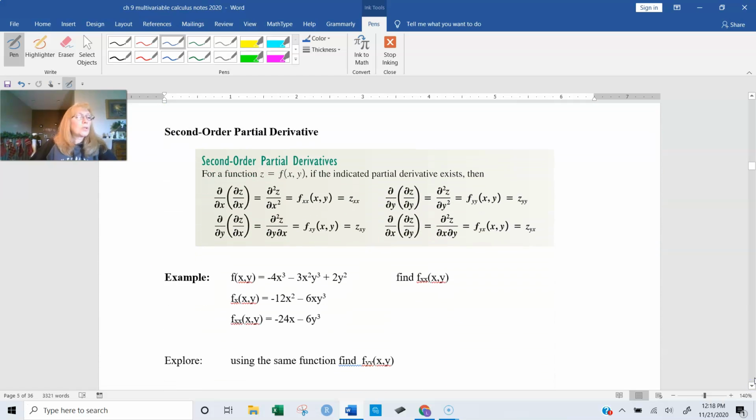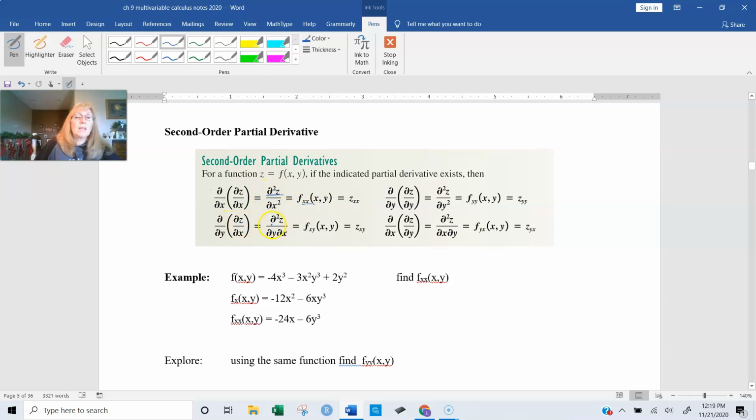Okay, second order partial derivatives means you take the derivative you found and you do it again with another variable or the same variable. So right here, I want to do the derivative with respect to x. Then I want to take the derivative of z with respect to x, and take that derivative with respect to x again. So I'm doing a double derivative with respect to x is what this means.